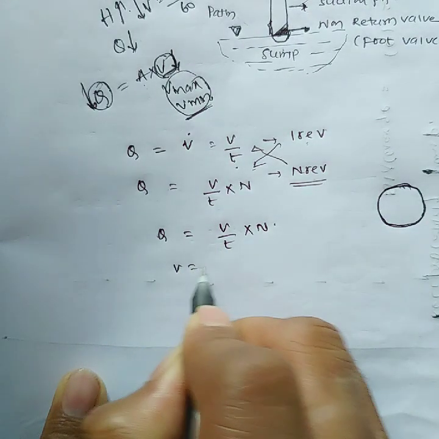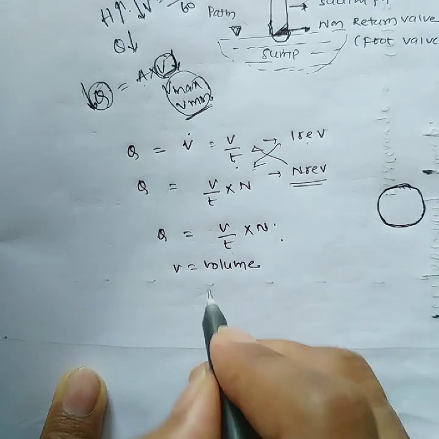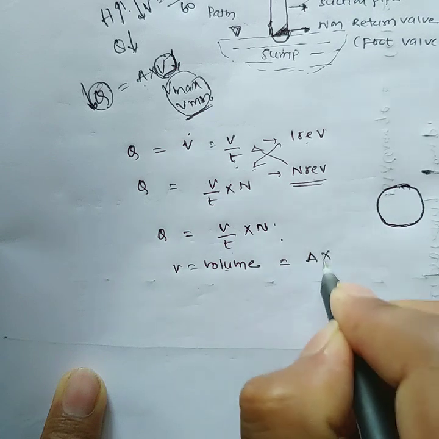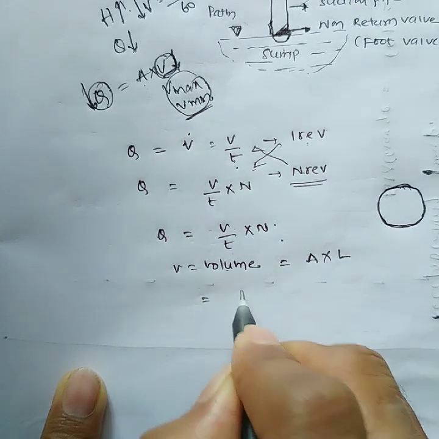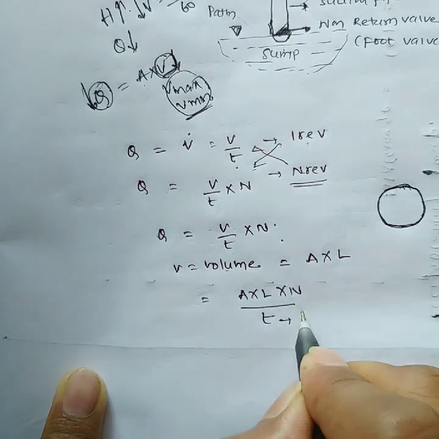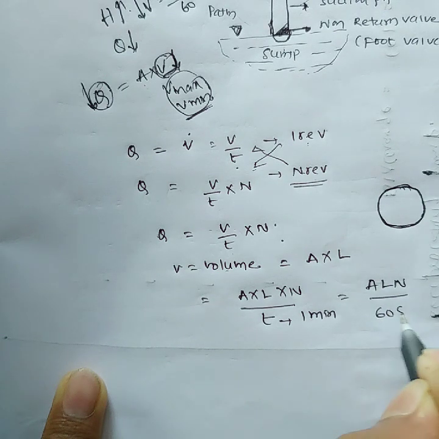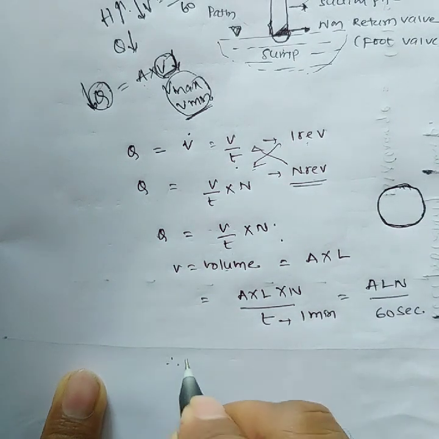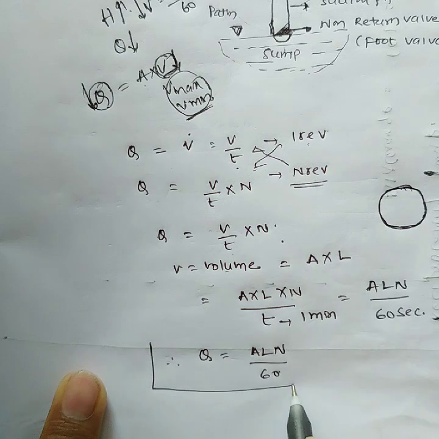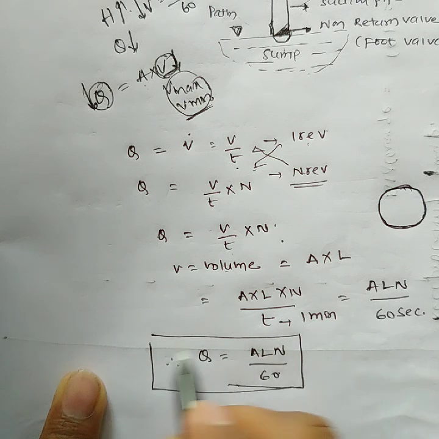What is meant by V? V is known as volume. So V by T into N. Volume can be represented as area into length. So finally it is area into length into N by T. Suppose T is 1 minute, that means in 1 minute it is A L N by 60 seconds. So finally the discharge you are getting is discharge equal to A L N by 60. This is the formula whenever the reciprocating pump operates, and this much discharge you are getting.